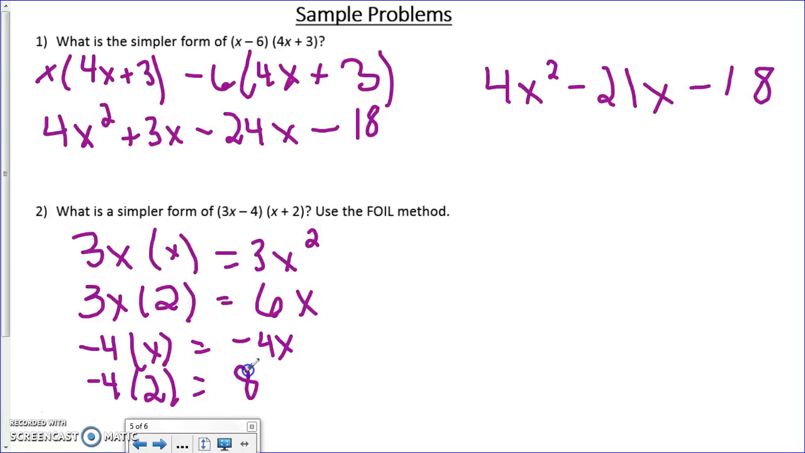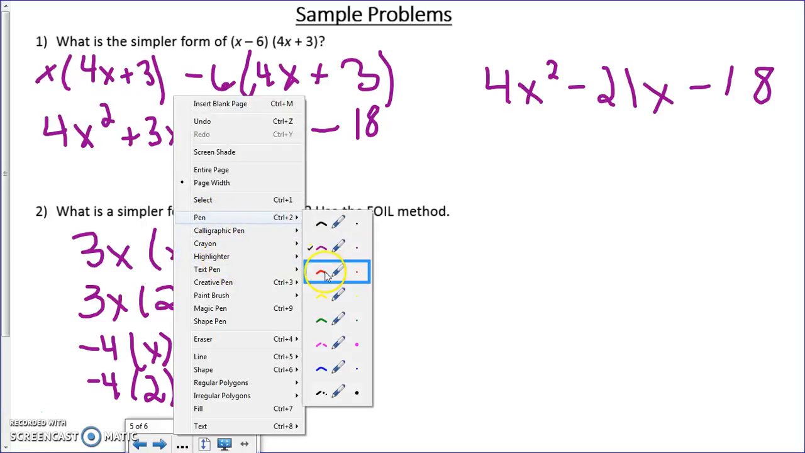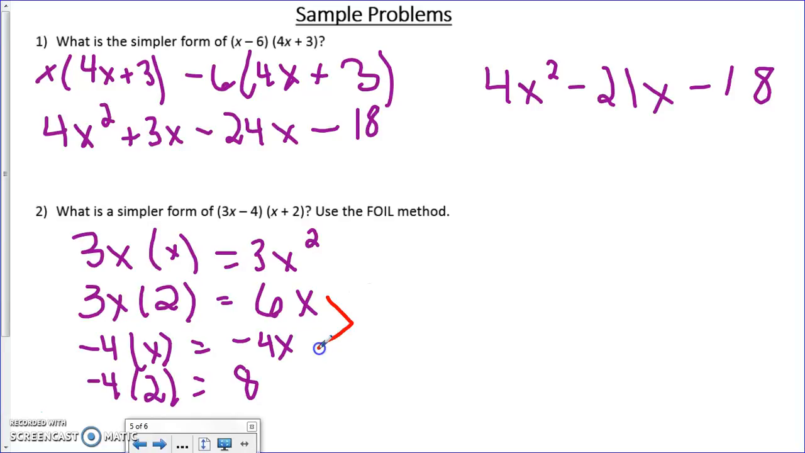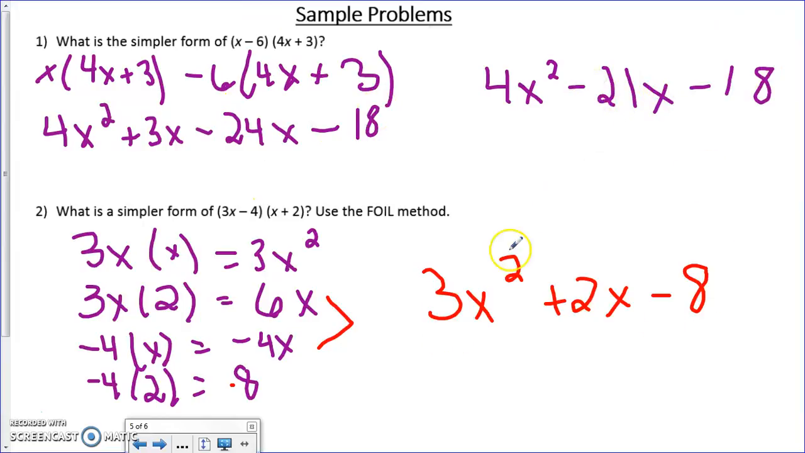Now if I look at these 4 terms, I see that my like terms are 6x and negative 4x. So my final answer is going to be 3x squared. When I combine 6x and negative 4x, I get plus 2x. Oops, it's supposed to be negative 8, minus 8. That was using FOIL. Number 1 and number 2, again, these are multiplying binomials. So I can either use distributive property like I did here, FOIL method, or I could have used the box.